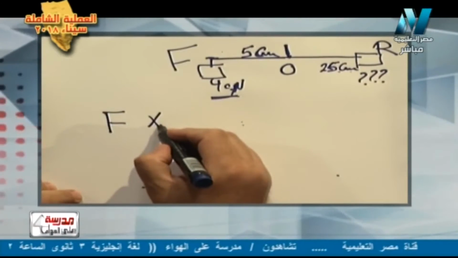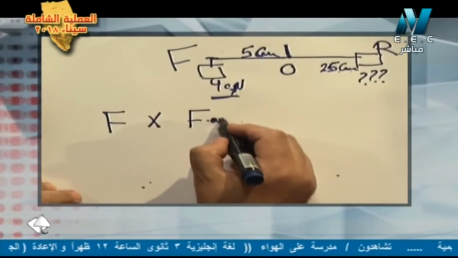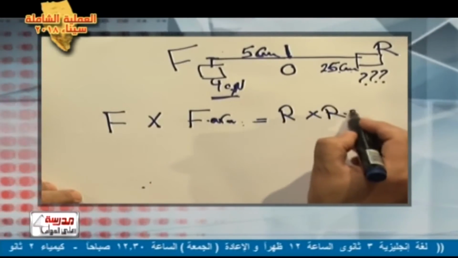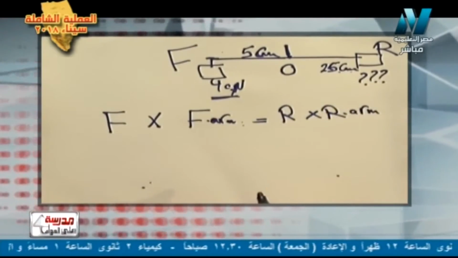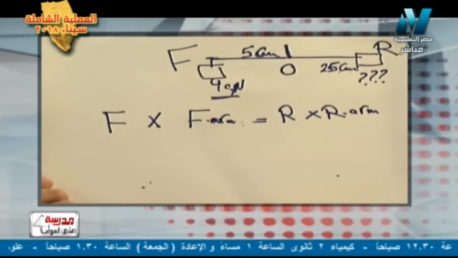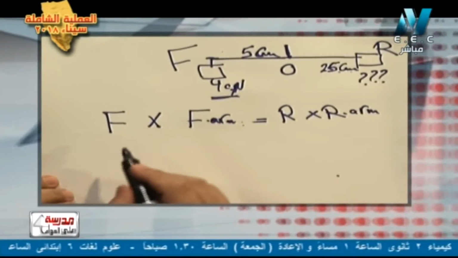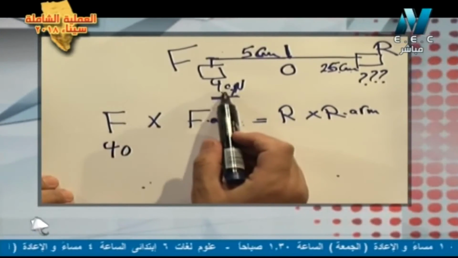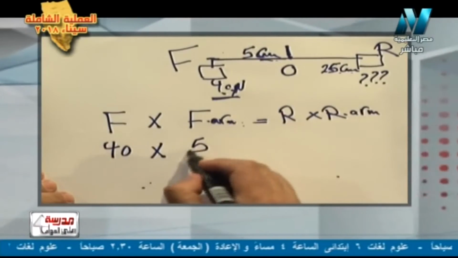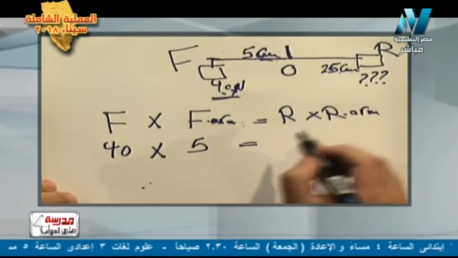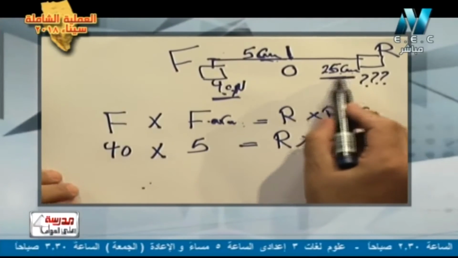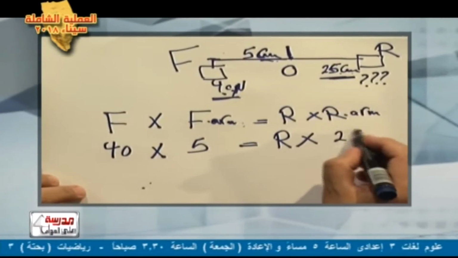The law says effort force by effort force arm equal the resistance by the resistance arm. Okay? Effort force equals 40 Newton as in this problem, by effort force arm which is 5 centimeter, and the resistance I must find now. Here I want to find the resistance, not the resistance arm. I have the arm, which is in centimeters, 25 centimeter.